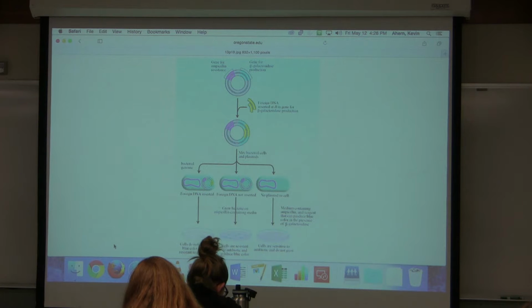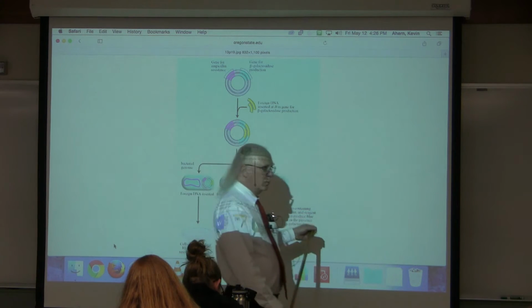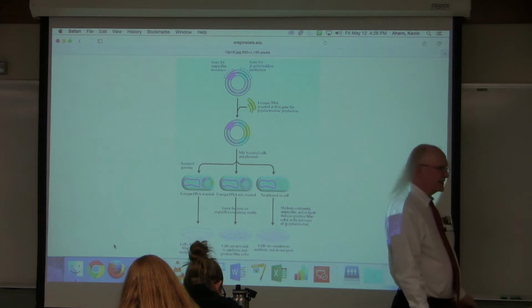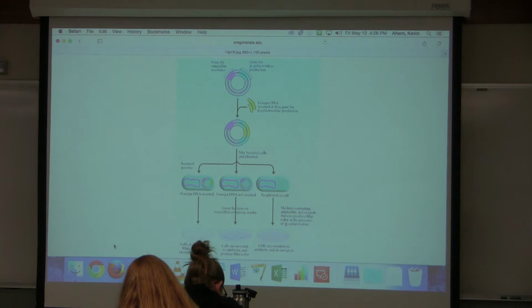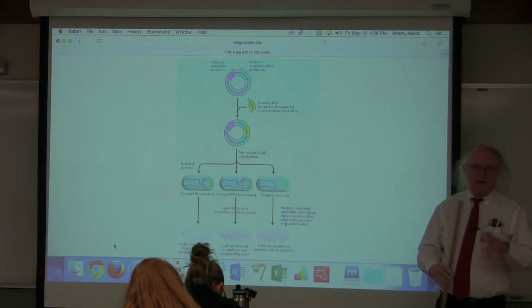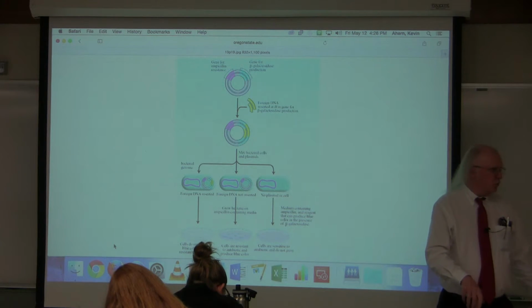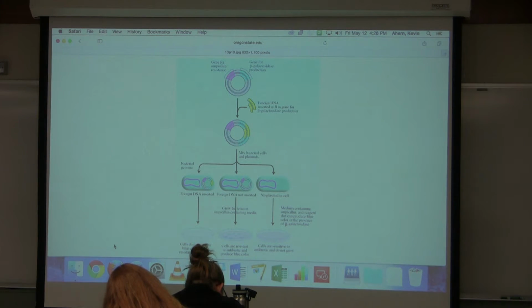X-gal is a molecule that is blue. And when it gets cut by the enzyme, it loses its color. You can think of it as becoming white. So we have blue versus white.